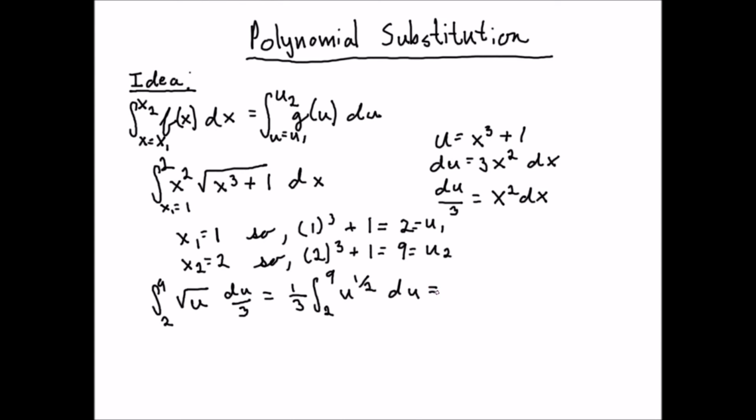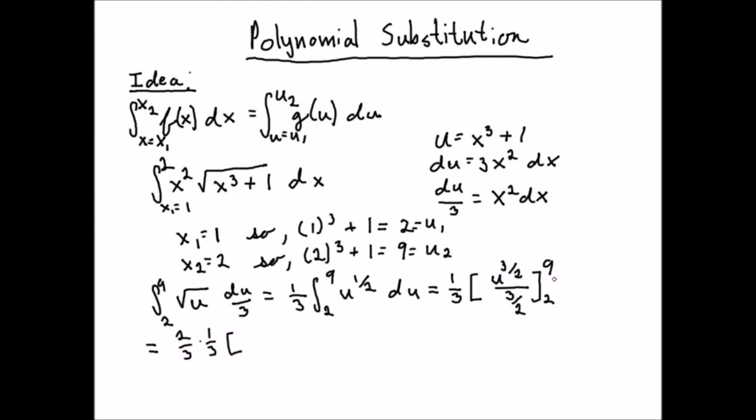That's going to give us 1/3, and when we take the integral of u to the 1/2, that gives us u to the 3/2 over 3/2. Just a quick reminder, when we're taking the integral of a polynomial, we take that power, add 1, and whatever that result is, we divide by it. Then we're going from 2 to 9 again. I can bring out the 3/2 and make this even easier. We're dividing by 3/2, so that's the same as multiplying by 2/3. So 2/3 times 1/3.